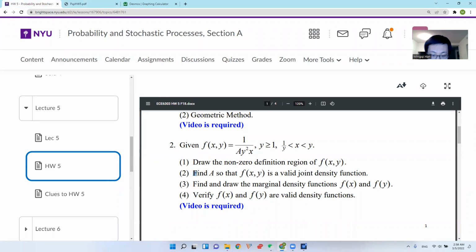For part 2, we need to find this a value. We said that a is a constant, but in order to make it a valid joint density function, the integral of f(x,y) should be equal to 1. With that in mind, we can just go and solve it.